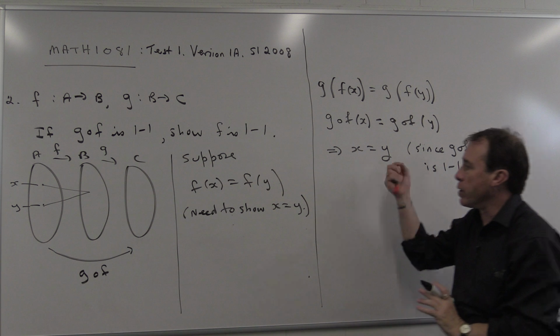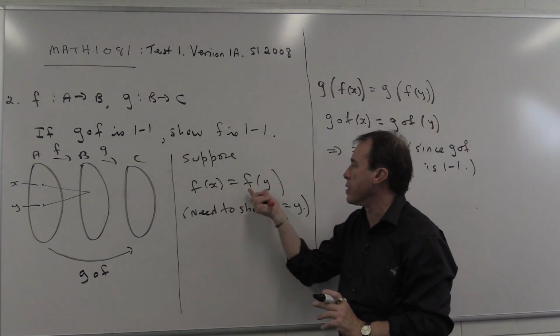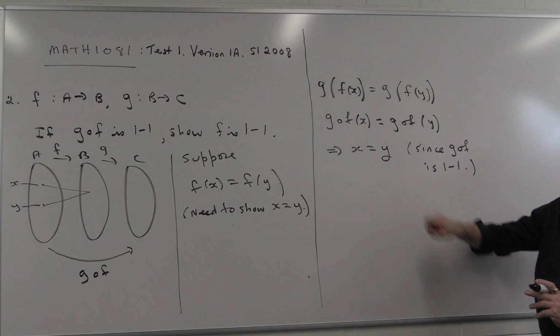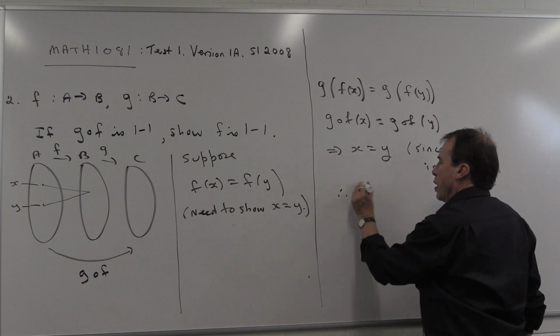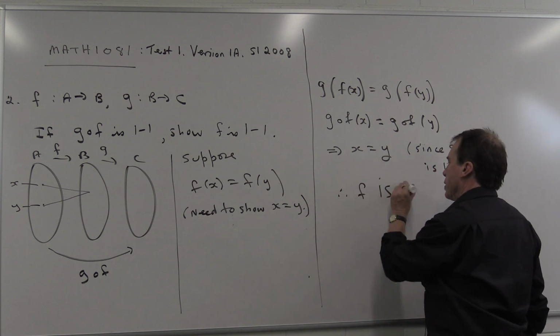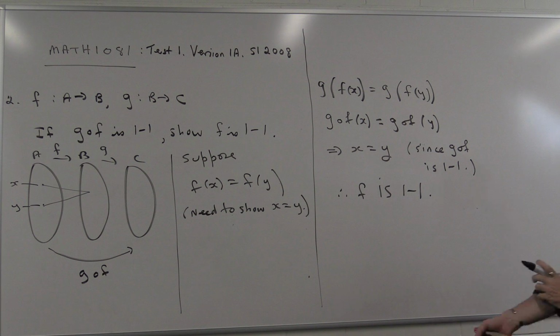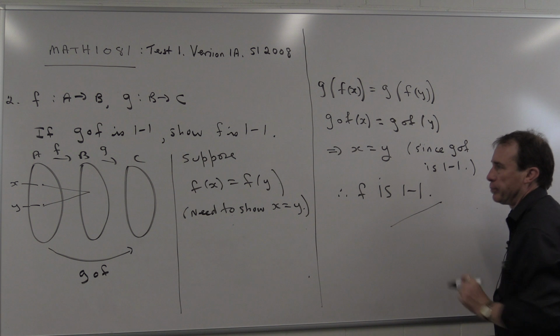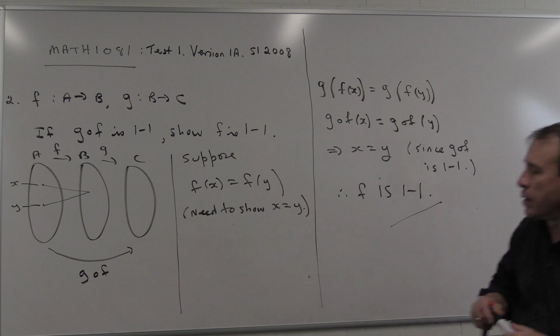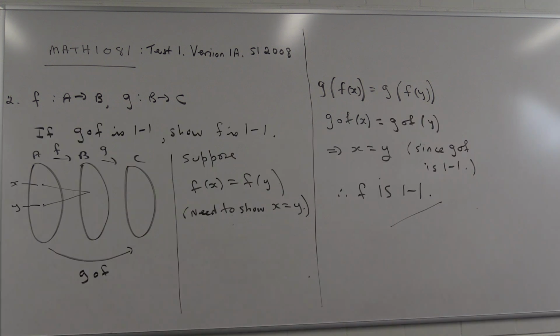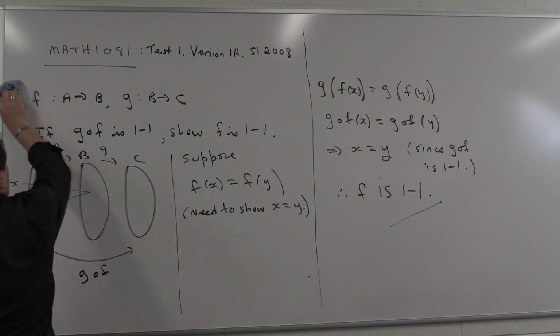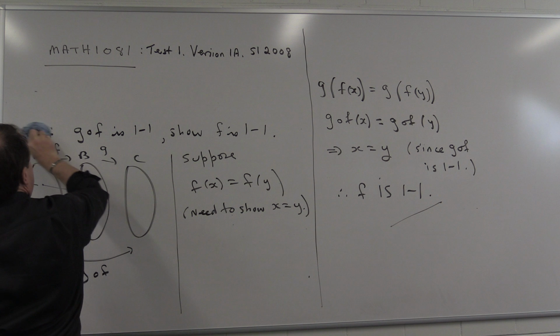So I've satisfied what needed to be done. I've started off with f of x equals f of y. I've shown that x is equal to y, and therefore we can conclude that f is a 1 to 1 function. And that's the end of the problem. So that's question 2. Again, let me just clean this off, and then I'll put up question 3, and we'll have a look at the solution of question 3.